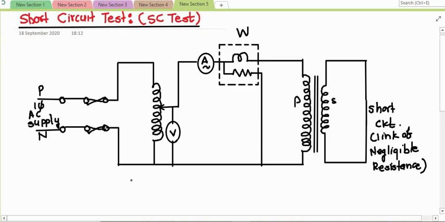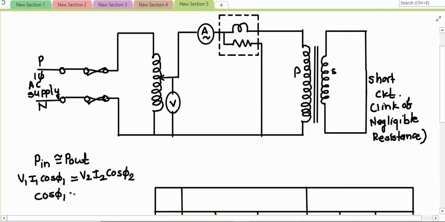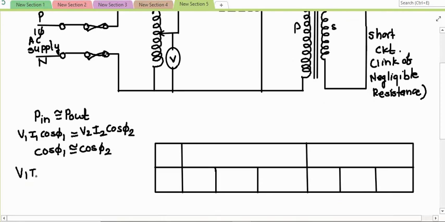The current on high voltage side of transformer being less, we know that Ohm's law is not applicable for the transformer because my power P in is approximately equals to P out. What is your P in? V1 I1 cos of phi 1, right? Equals to what is P out? V2 I2 cos of phi 2. Cos of phi 1 and cos of phi 2 both are approximately equal for the transformer. So I can write down V1 I1 equals to V2 I2.